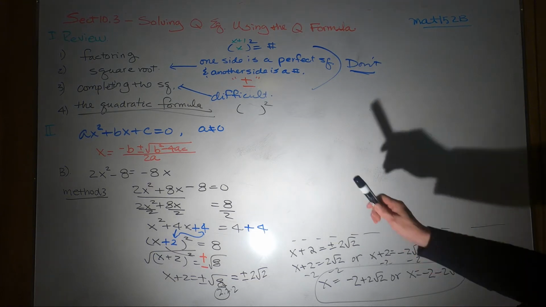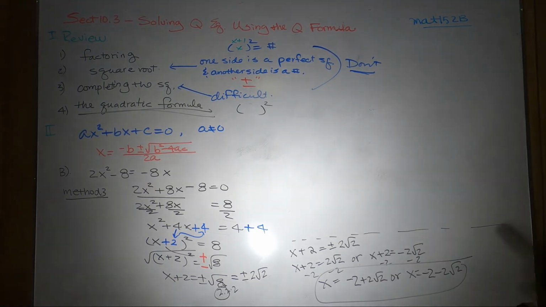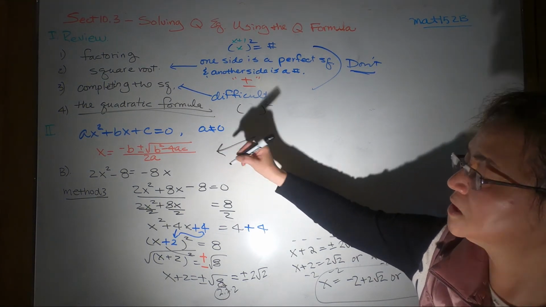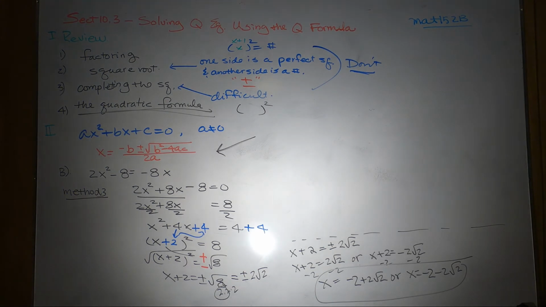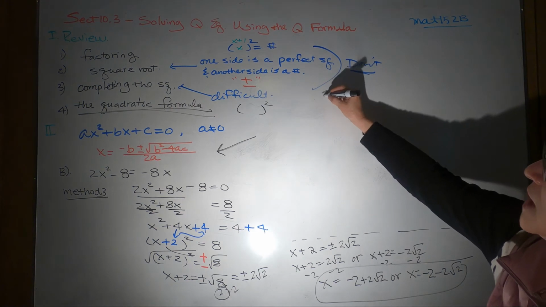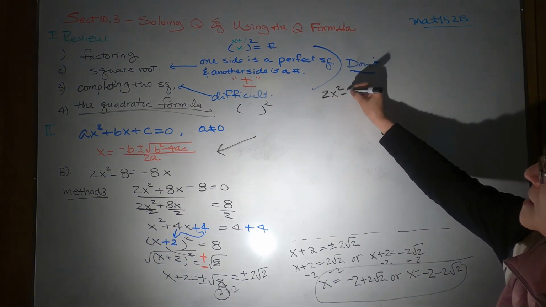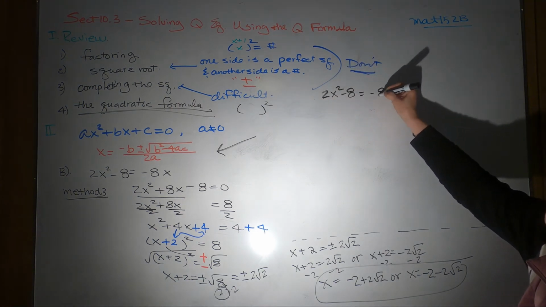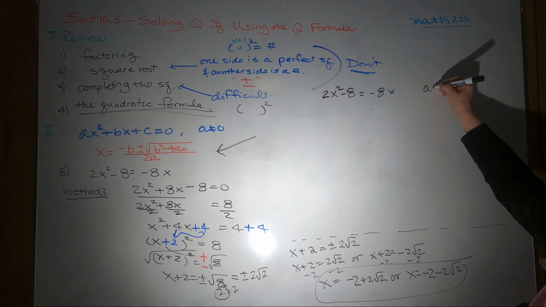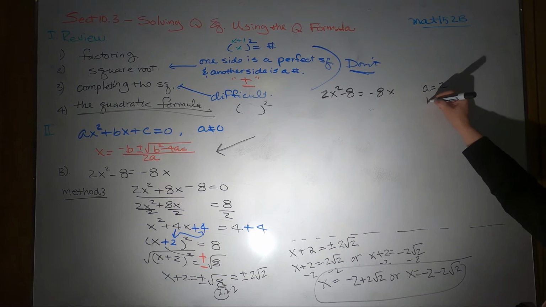Now let's see. We are learning the fourth method, using the quadratic formula. Let's see how it works for the same problem. I have 2x squared minus 8 equals negative 8x. So what's my a? My a is 2. What's my b?